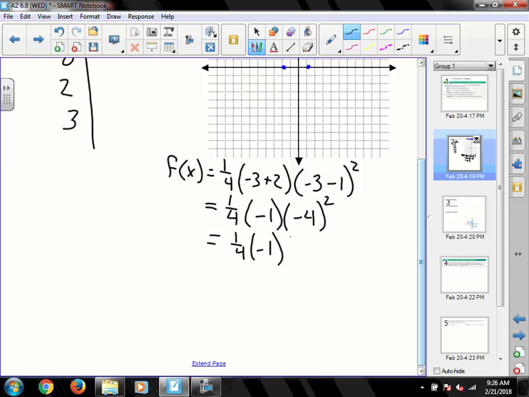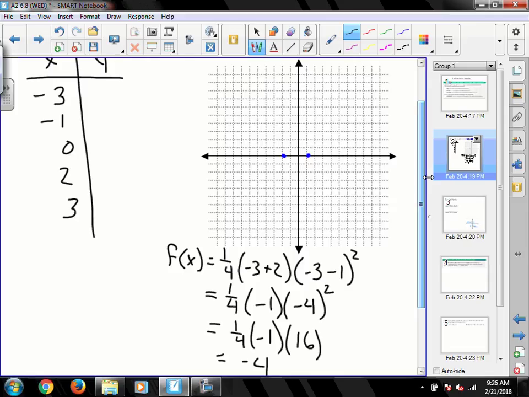1/4 times -1 times positive or negative 16? Positive 16. Good. Since that negative is inside your parentheses, you will get a positive 16. So you multiply -1 and 16 to get -16. Take 1/4 of that to get -4. So now we've got the point -3, -4. It's going to show up right there.